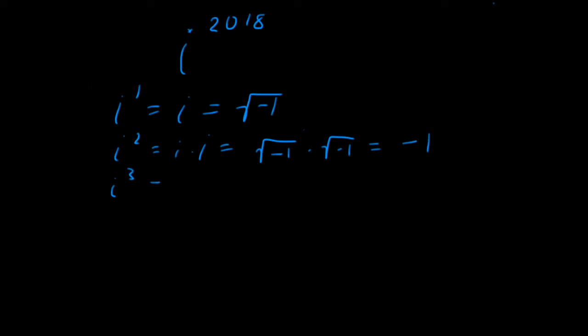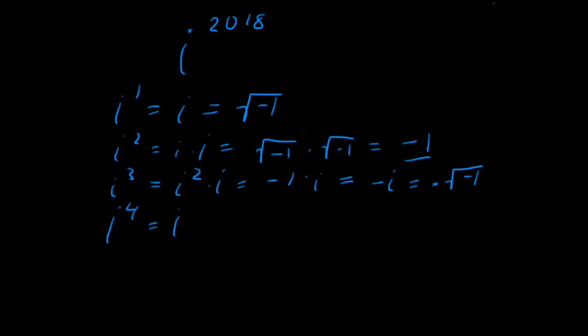i cubed is going to be i squared times i. Now we've already got i squared, which is negative 1, so we're going to bring this down. It becomes negative 1 times i, which is negative i, or the negative square root of negative 1. Remember, you can't just bring this negative in, so we'll keep it outside.